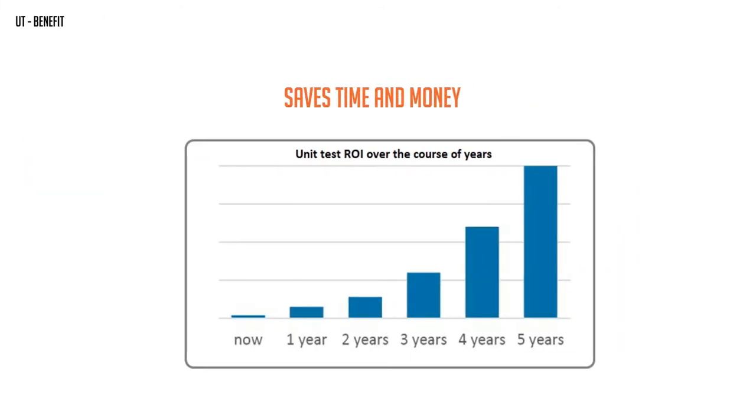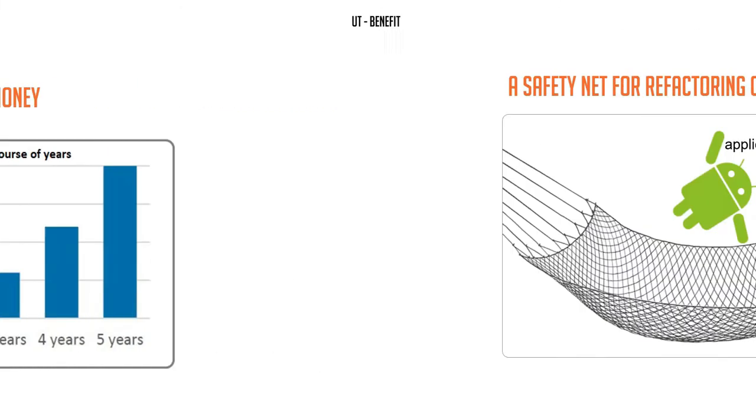Similarly, this graph tells you the return on investment from unit tests. Unit tests might not give you any return on investment when you write them, but over the course of a year, the return on investment exponentially increases.